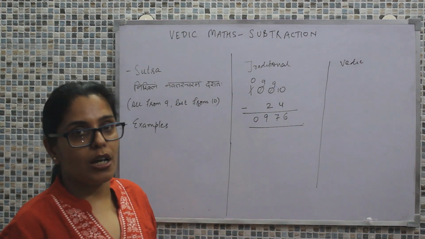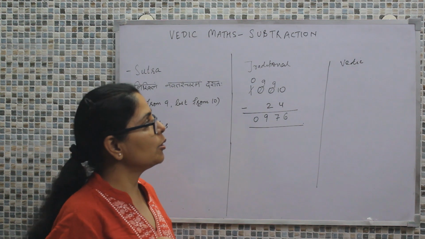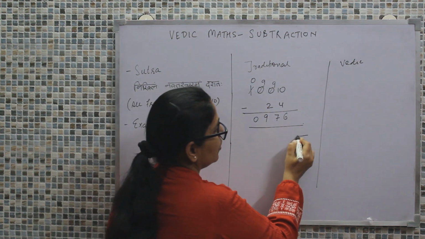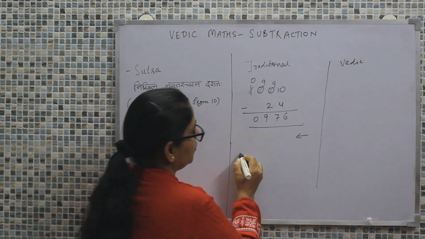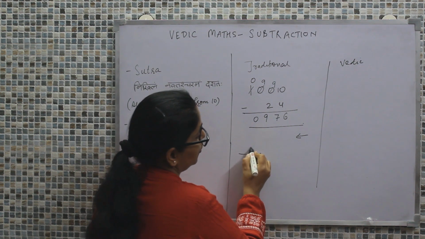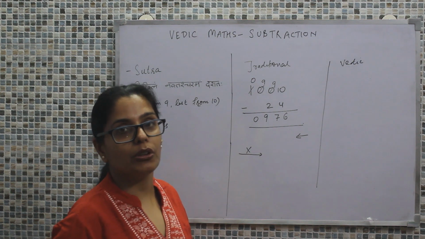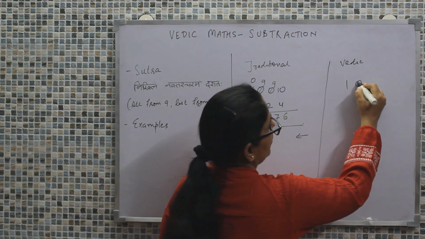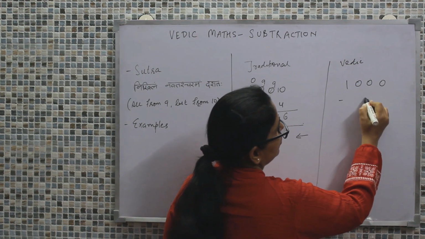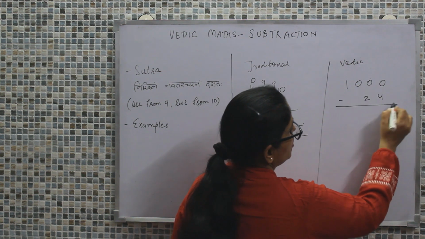Now the aspect of the traditional approach is that the calculation is always done from right to left. We can never proceed with the calculation from left to right. This is the traditional approach. Now let's take the same question using the Vedic maths approach. So we have 1000 minus 24.